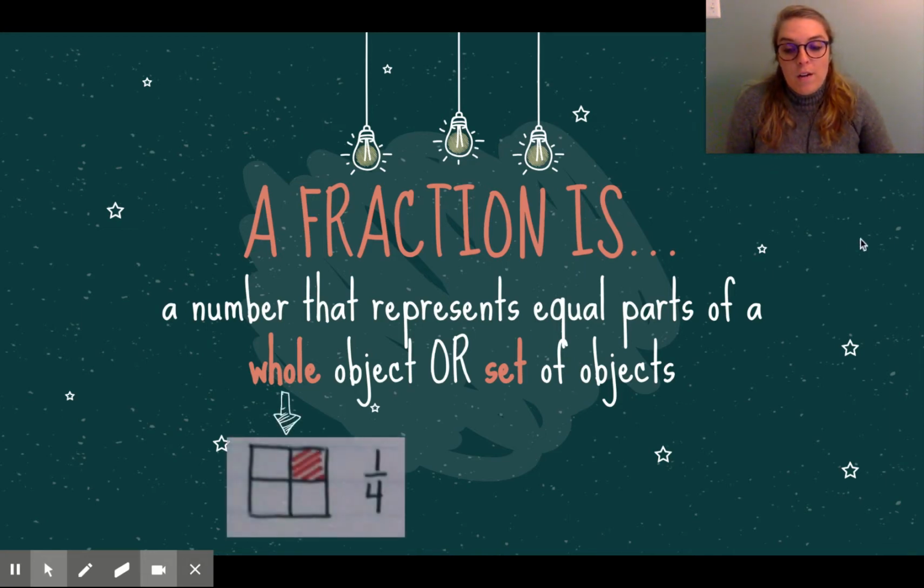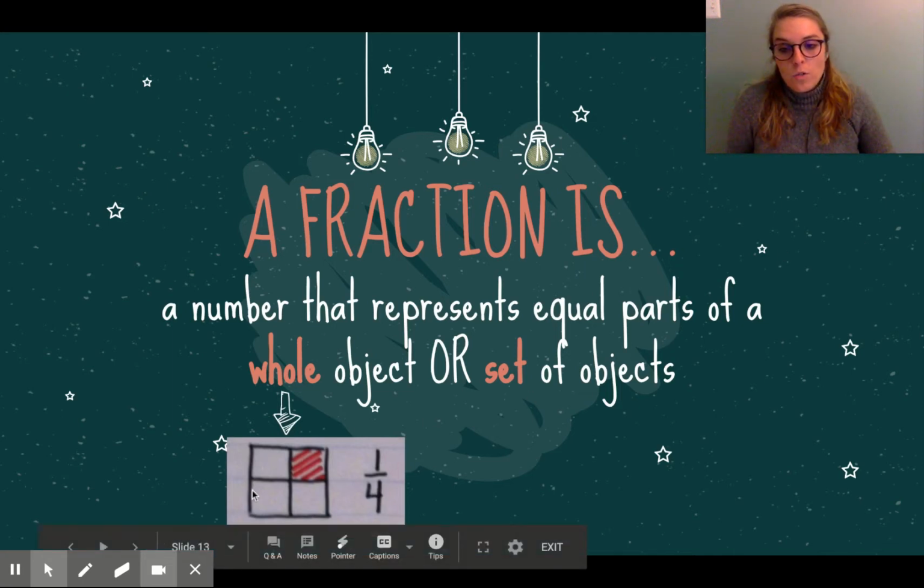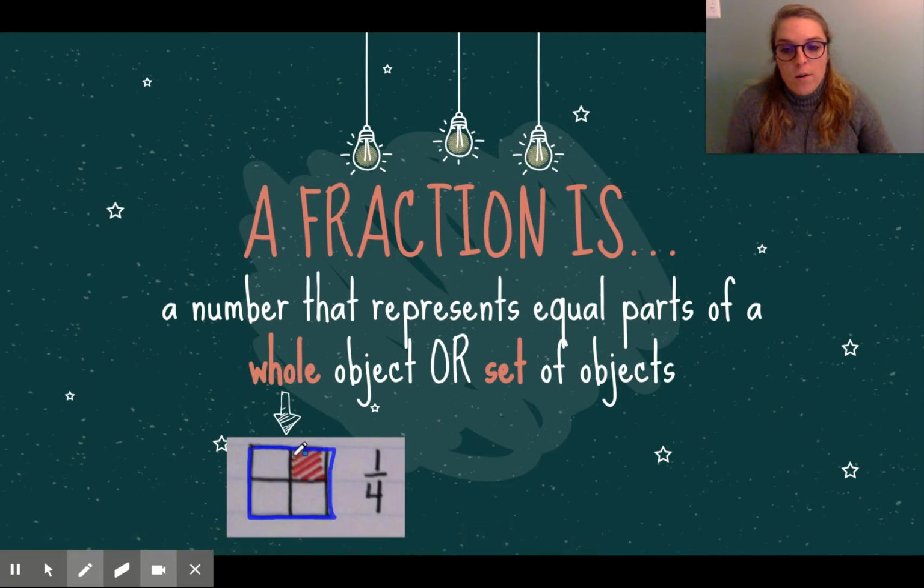So we know when a fraction represents a whole object, it might look like this. In this case, we have a whole square. It has been split into 4 equal pieces. That is one whole square. We've split it into 4 equal pieces, and one piece is shaded. So we know that 1 out of a total of 4 pieces in one whole, 1/4 of the whole square is shaded.